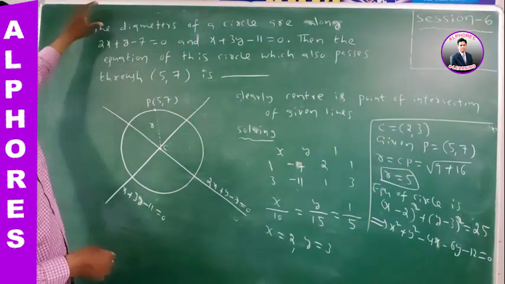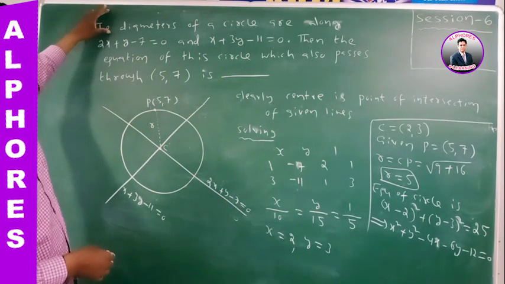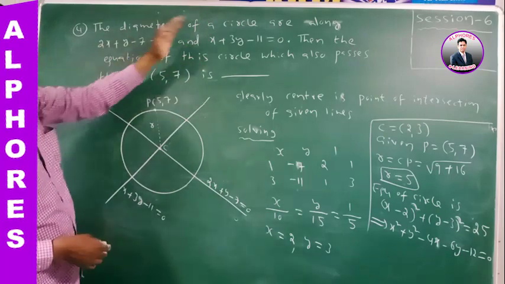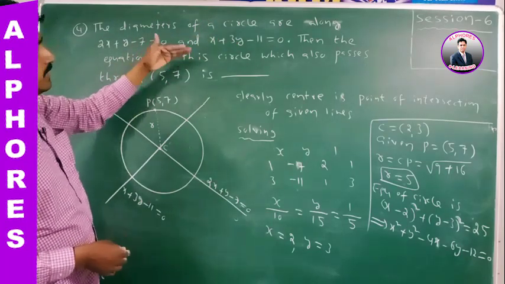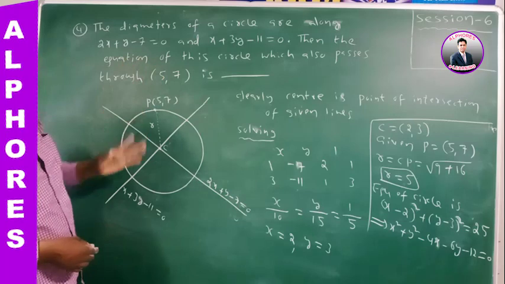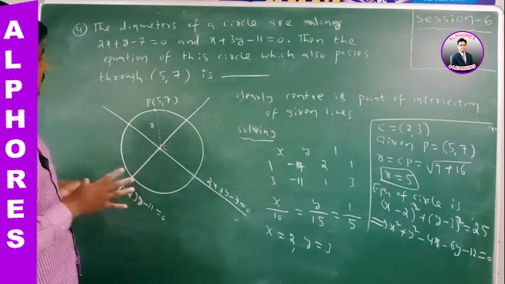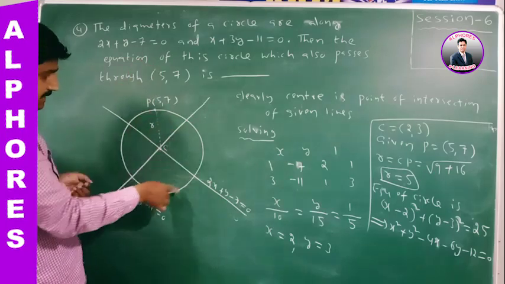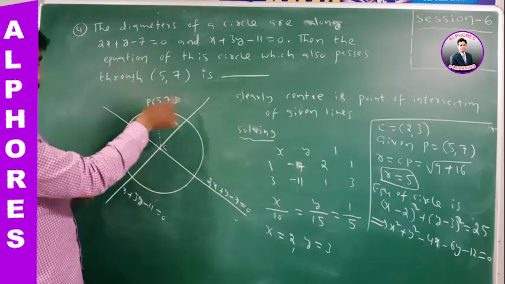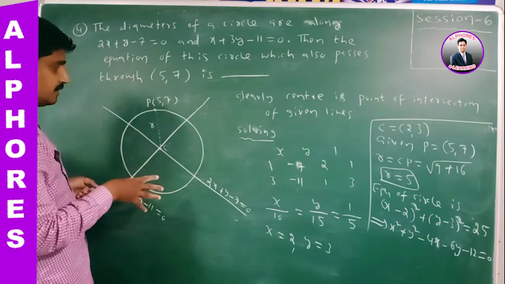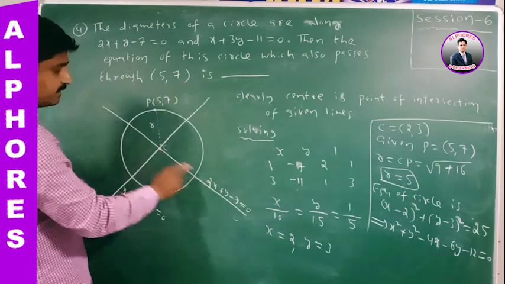Question: the diameters of a circle are along these two lines. Then the equation of this circle, which also passes through the point (5, 7)? It is a previous semester question. Observe here, this is the required circle, passing through the point (5, 7) and having its diameters along the given lines.